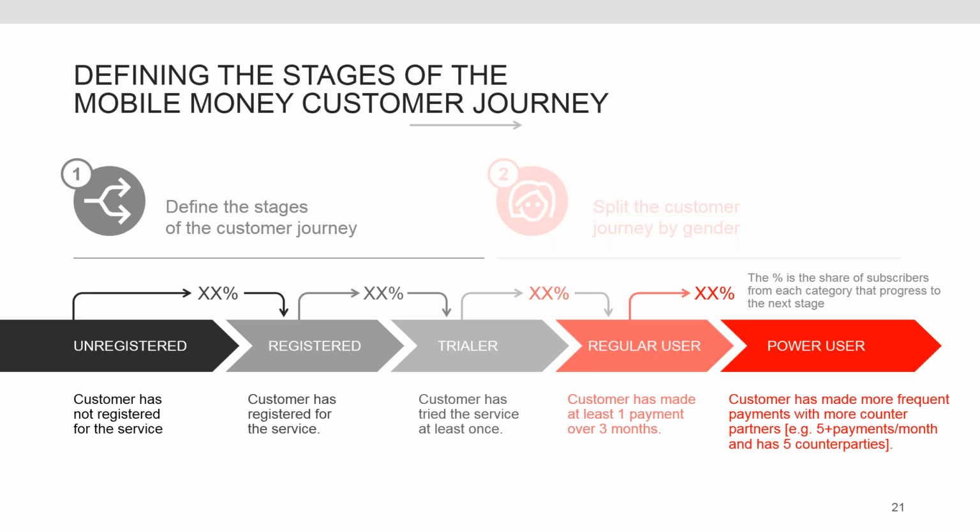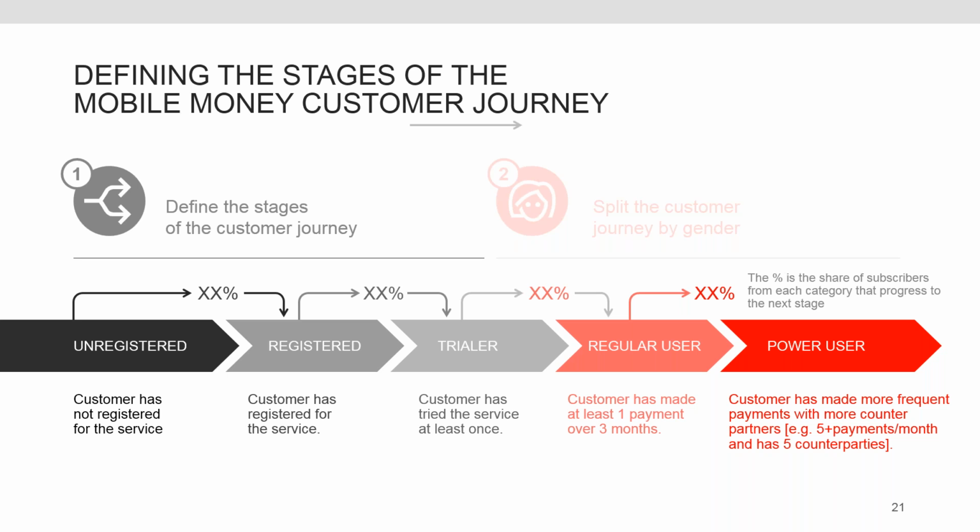The next stage would be those who are regular users, so the percentage of trialers who have become regular users, whether that be trying mobile money at least once over the last 3 months, or whether it be some higher threshold of usage. That would really have to depend on the specifics of the market that's being analyzed, as in more mature markets, one payment over 3 months would be a very, very low level of usage, whereas in others that's more consistent with the overall level of usage in the market.